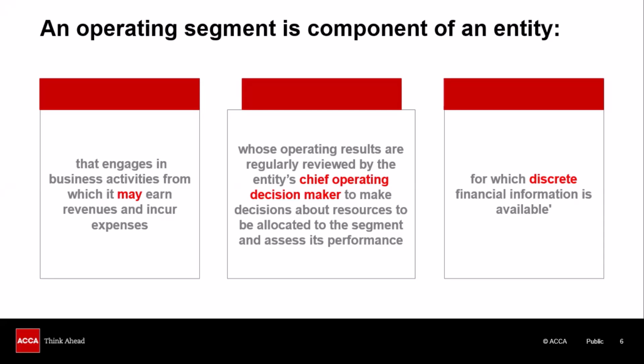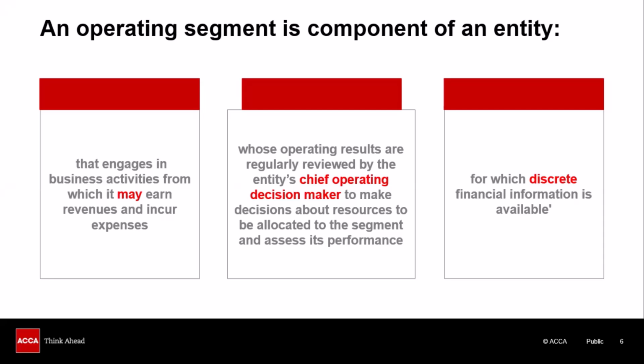And it's also a component of an entity whose operating results are regularly reviewed by the entity's chief operating decision maker to make decisions about resources to be allocated to the segment and assess its performance. We've already talked about why segment information is important. Two of those things were resource allocation and performance evaluation. So an operating segment is a component of a business whose operating results are regularly reviewed by the chief operating decision maker to make decisions about allocating resources and performance evaluation.